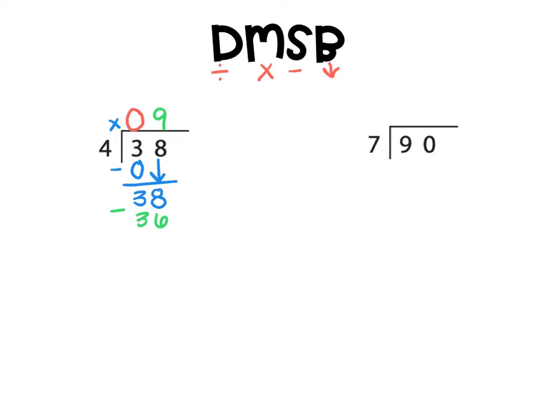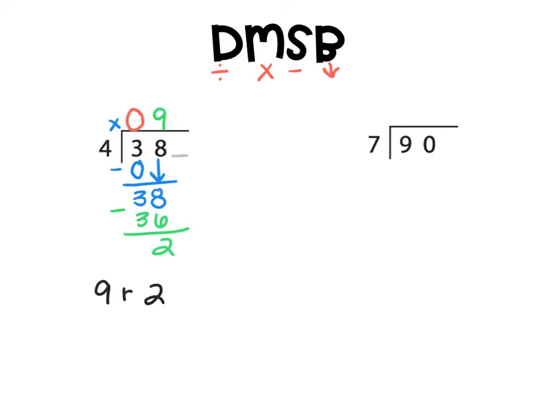Now I can do my subtraction, but there's nothing else for me to bring down. There's no other number right here that I can bring down. So what I have here is a remainder. So 38 divided by 4 would be 9 with a remainder of 2. So that's a pretty simple process. I want you to try 90 divided by 7 on your own.